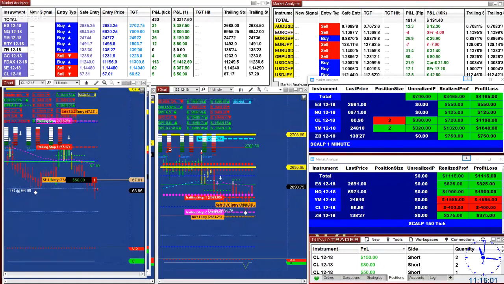But I need to know how many traders want the NT7, because actually we stopped developing for NT7. But if we have some traders who prefer to have the NT7, we are open-minded.